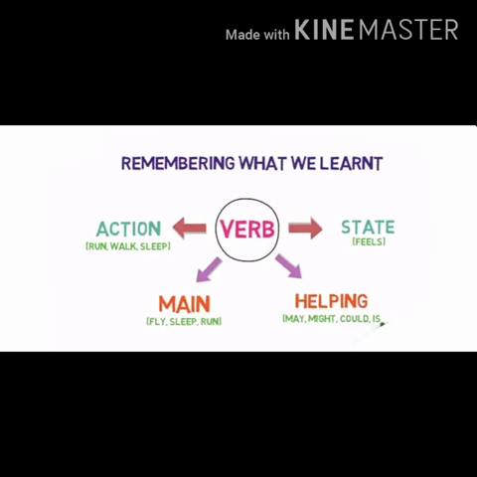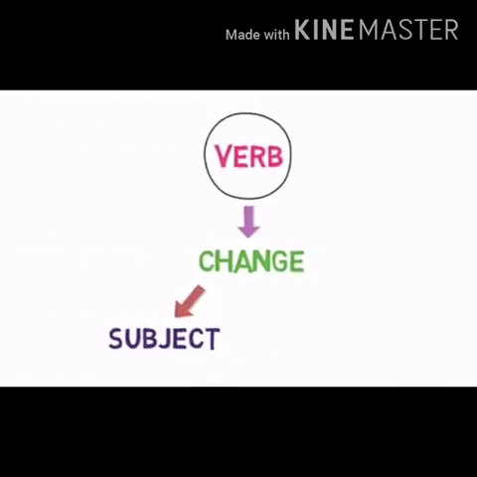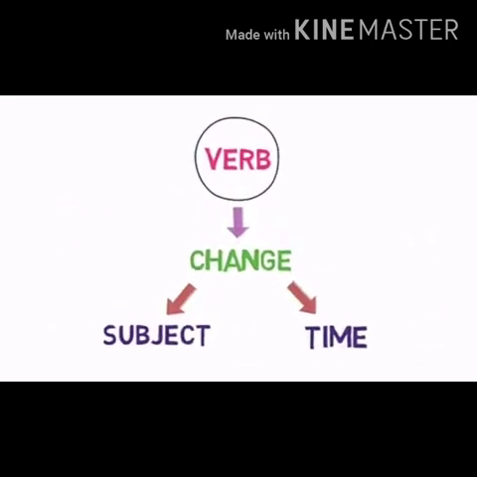Now, again the verb has two main qualities that no other parts of speech has. Now, let's see the qualities. First is change depending on the subject, and second is change depending on the time of the speech. Now, let's see the first quality, that is change depending on the subject, with an example.